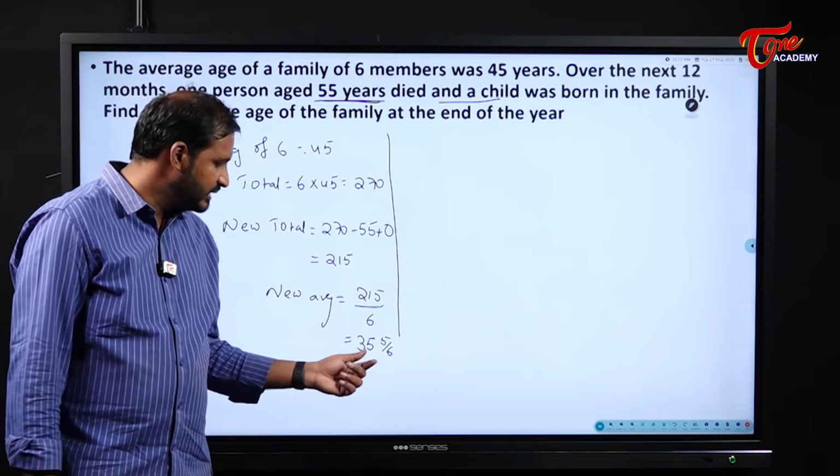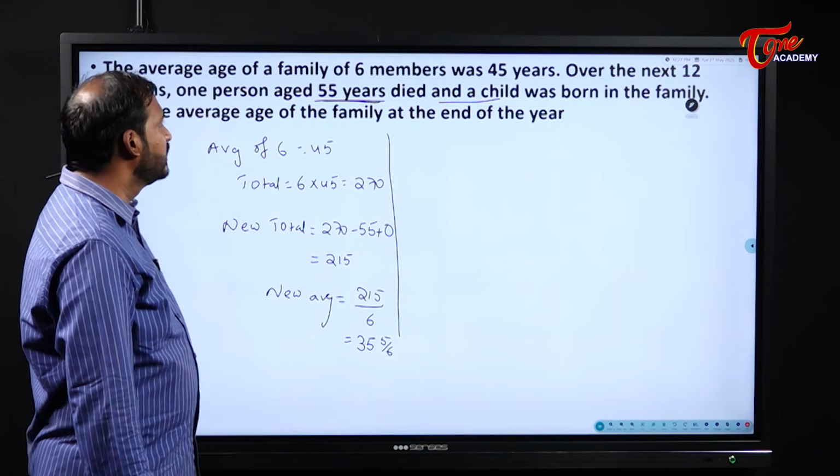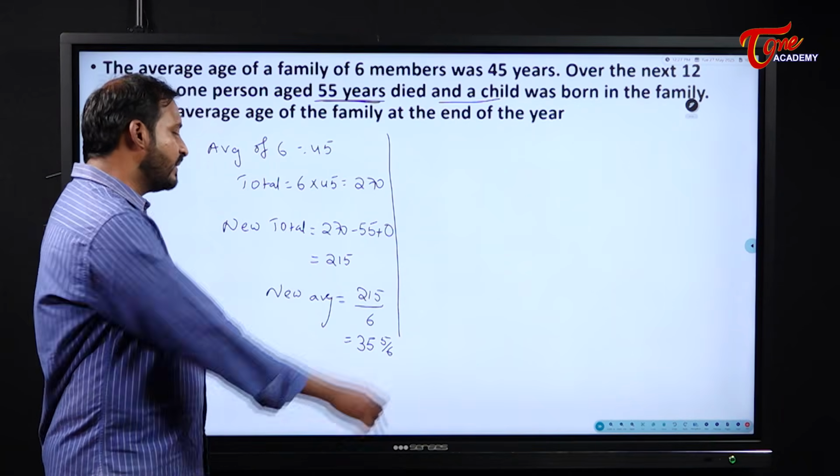Something you will get here. That is 35, 5 by 6. 35, 5 by 6. That is the new average age of the family. Now please see here, students.